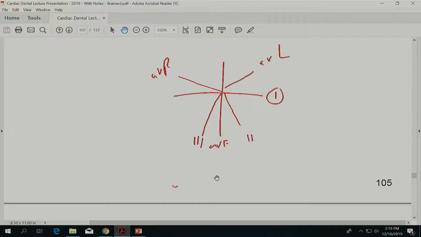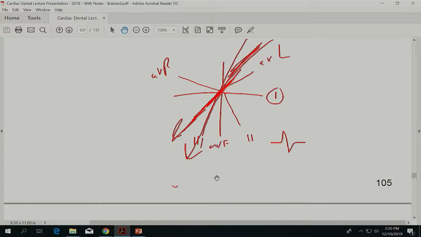Let's say lead 3 records a positive and lead 2 records an isoelectric. What would you have there? If lead 3 is positive, it's got to be pointing towards that direction, so somewhere around there. Lead 2 would be isoelectric, meaning it's positive, then it's negative. So it's going towards it right here, and then as it moves away from it, it records a negative.